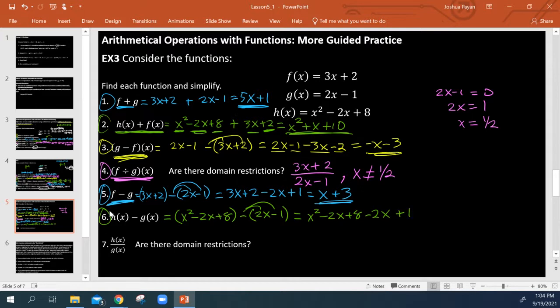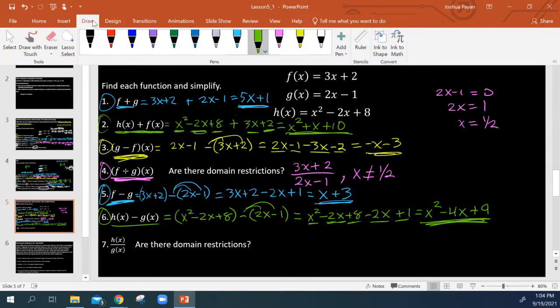Now combine like terms. The x squared combines with nothing, so that's just going to stay x squared, minus 2x minus 2x is minus 4x, that's what that becomes, plus 8 plus 1, that gives me plus 9. So x squared minus 4x plus 9 is equal to h minus g. And now we're looking at h over g.